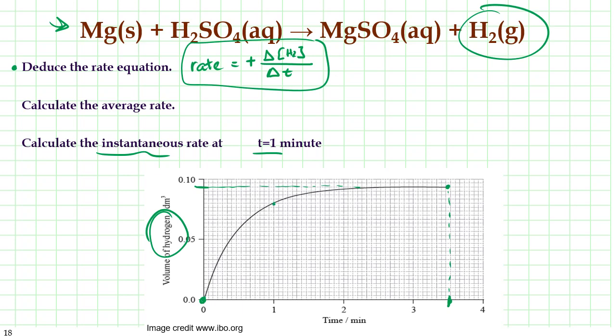Instantaneous rate at time equals 1 minute. Again, we're going to find that point, and then we're going to draw ourselves a nice tangent. On the test, you'll have a ruler, so you can draw a much better tangent than I just did. And then we'll just count our delta y over delta x to find the slope of that line, and that'll be our instantaneous rate. Easy peasy.